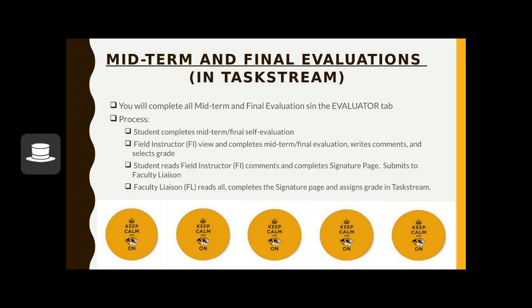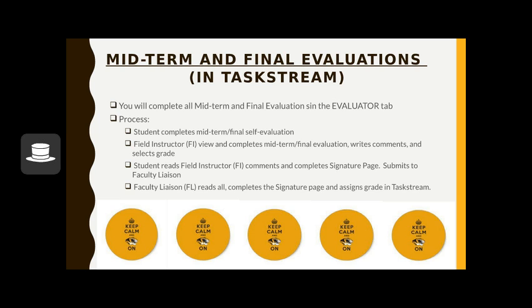It must go through this specific 4-step process. If you try to complete your evaluation before the student does his or hers, you won't have anything to fill out. You won't know what you're doing and it won't look right. So you must go through the process as it's outlined in your guide. The first is that the student completes the midterm or the final self-evaluation.